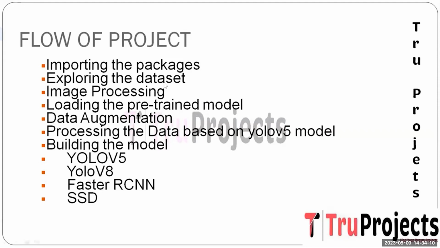The second one is exploring the dataset. This phase involves the examination of the dataset containing the peripheral blood smear images. These images form the basis of the analysis and are pivotal in training the deep learning model.